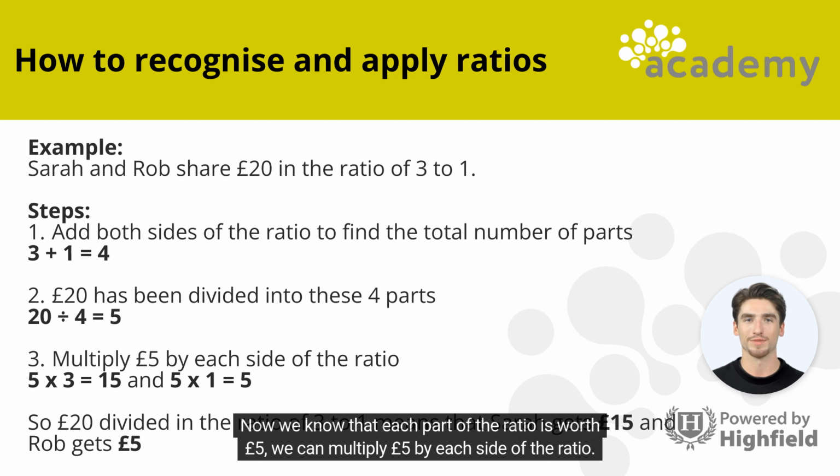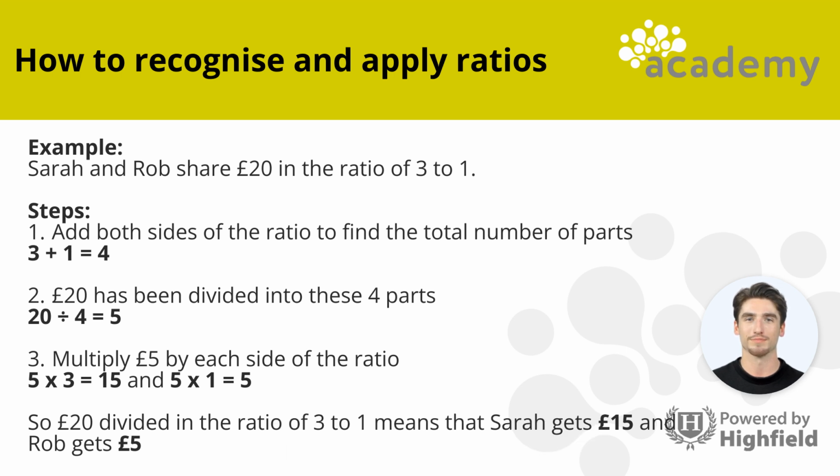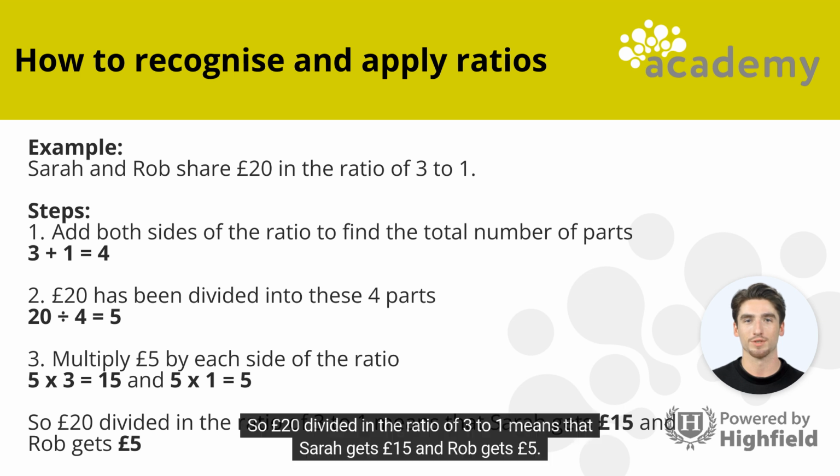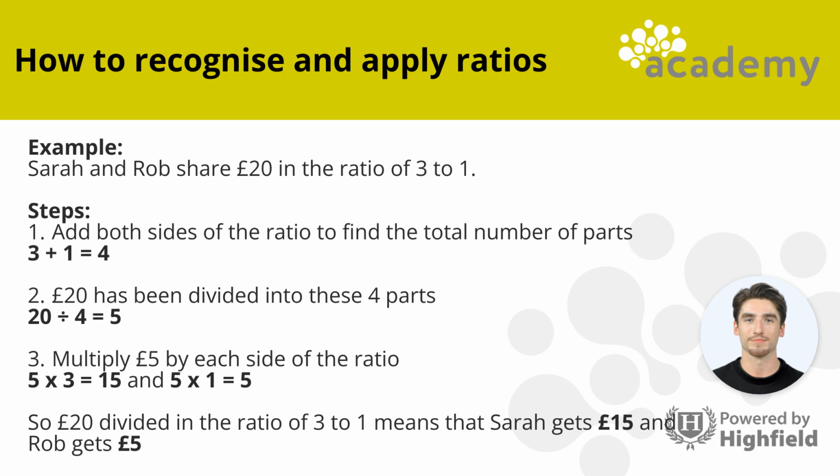We can multiply £5 by each side of the ratio. So 5 multiplied by 3 equals 15 and 5 multiplied by 1 equals 5. So £20 divided in the ratio of 3 to 1 means that Sarah gets £15 and Rob gets £5.